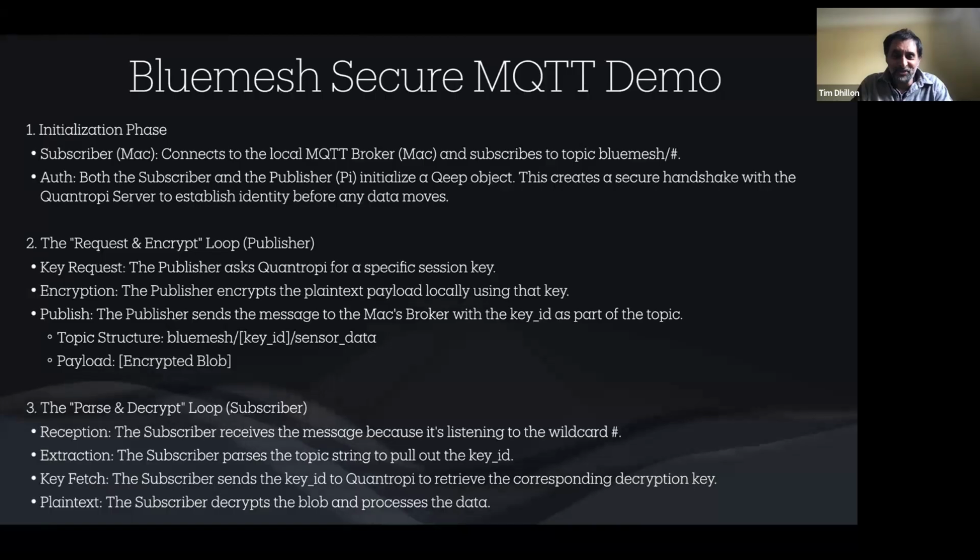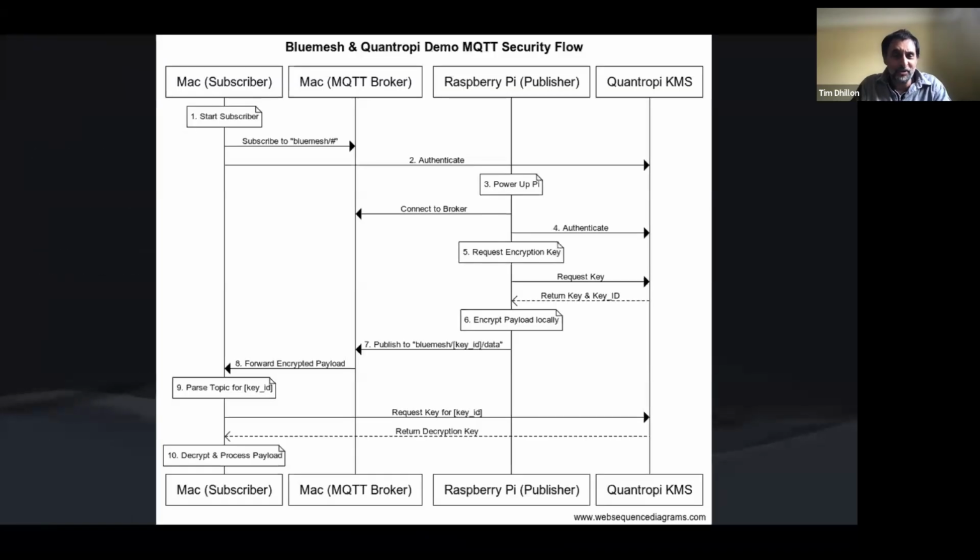It's quite simple. This is a flow diagram of how it works. So you can see, start the subscriber, it subscribes to Bluemesh. It authenticates with the key management server, which is hosted by Quantrobe. I then power up the Raspberry Pi. That connects to the broker. That authenticates with the key management server, requests a key, encrypts the data, publishes a payload to the broker. The broker forwards it on to the subscriber.